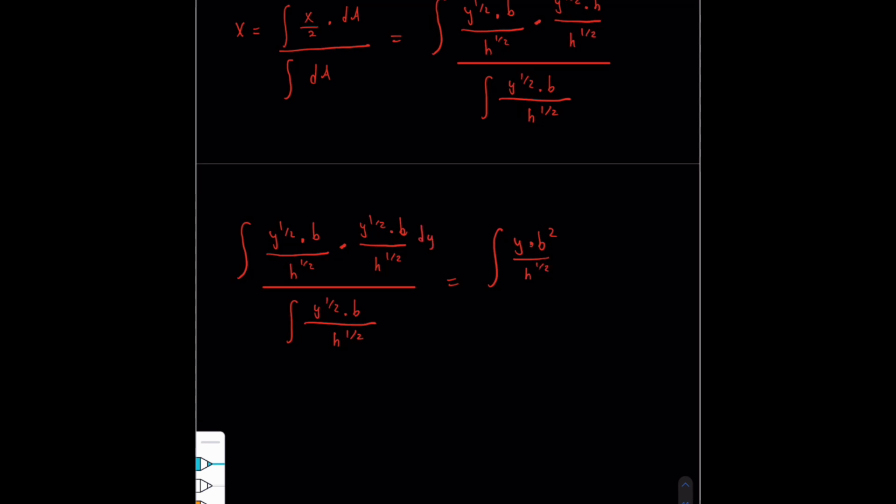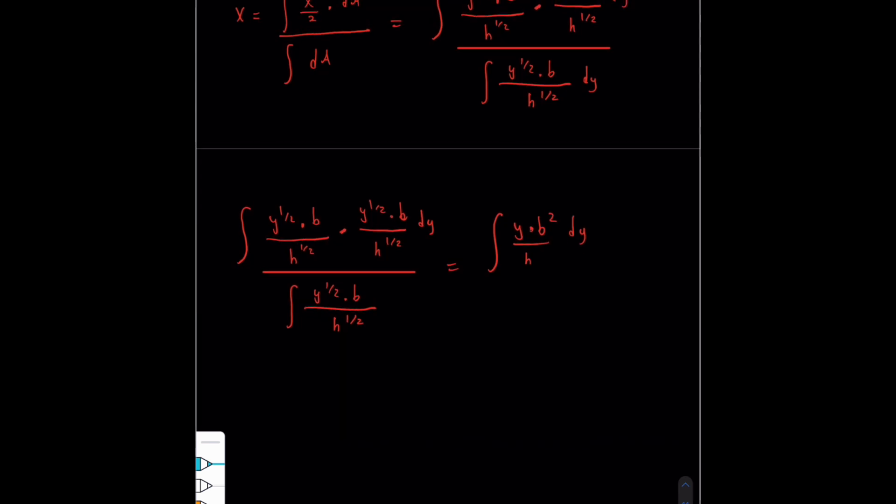We've got to add the dy. Gotta have the dy. Okay, dy is cancelled. However, you're not going to simplify anything for the area that is in the bottom, right here.